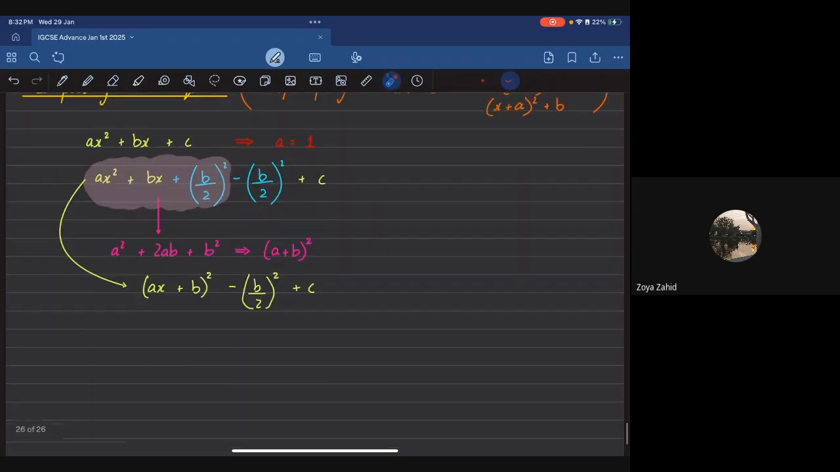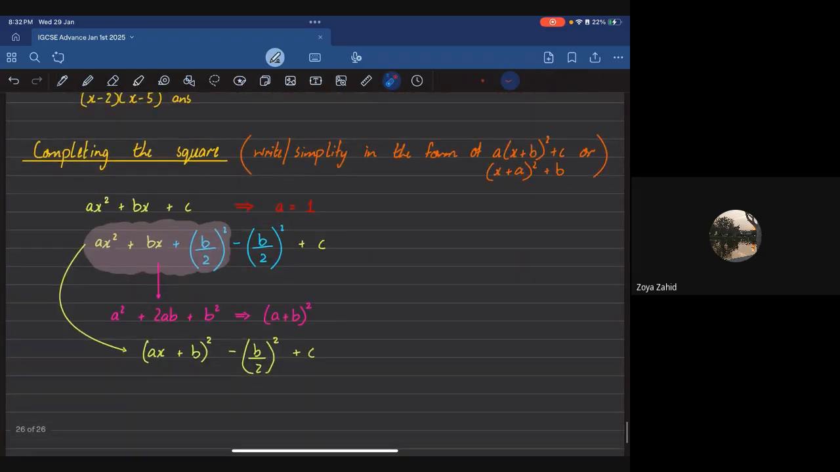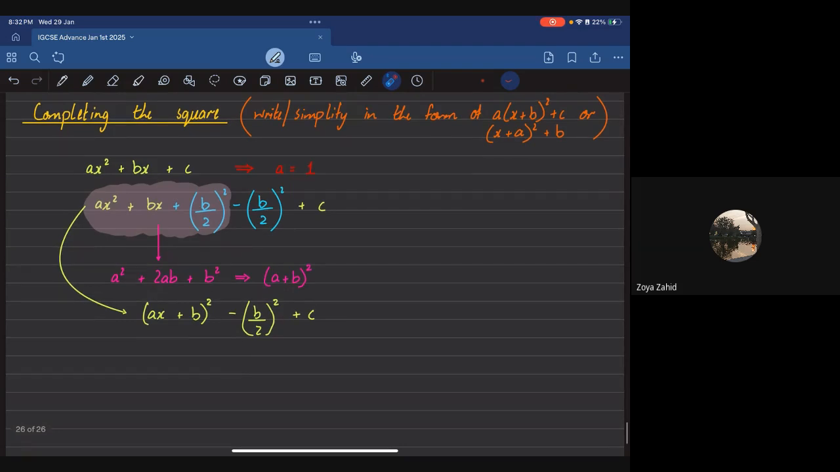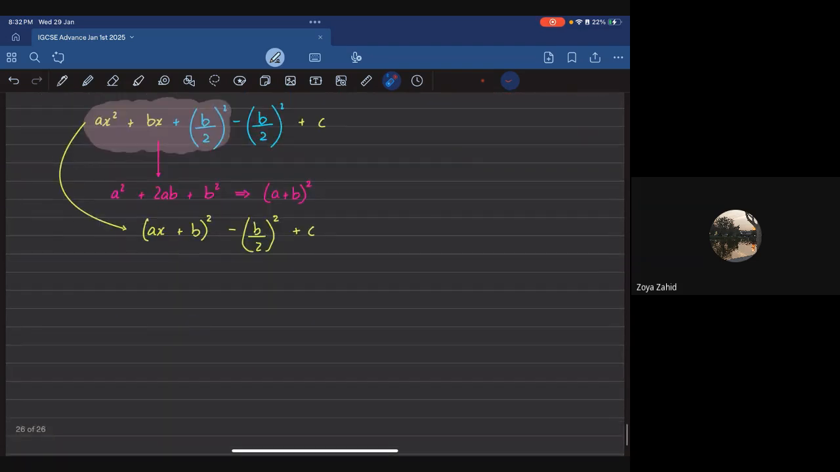So whenever they say to express your answer in this form, you're going to solve this separately, and whatever is inside the bracket is just being whole squared. That is how you do completing the square.